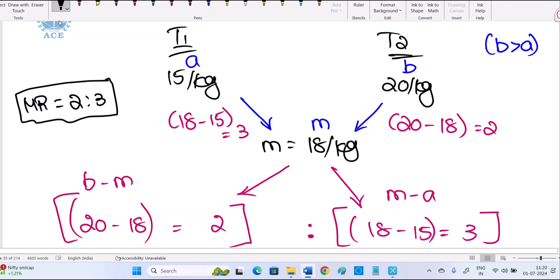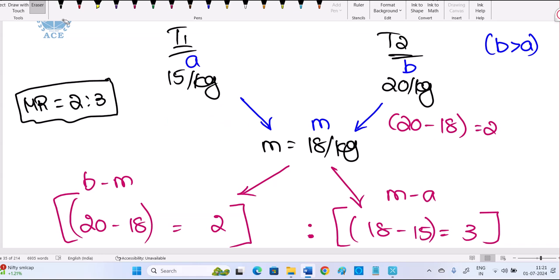So this is how you need to solve the question when mixed ratio is not given. Take differences, put in opposite side and go ahead with the question. Very simple logic is this. Mixed ratio not given, how to handle the question is this. Take differences, put in opposite side.